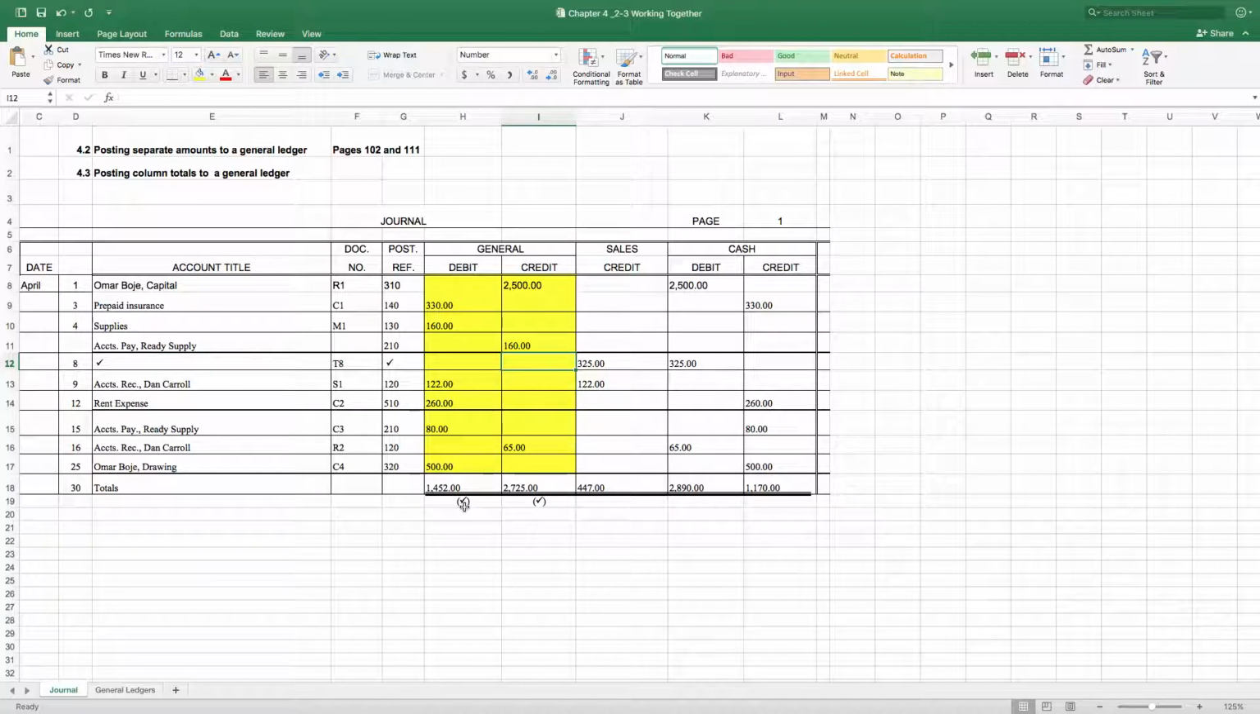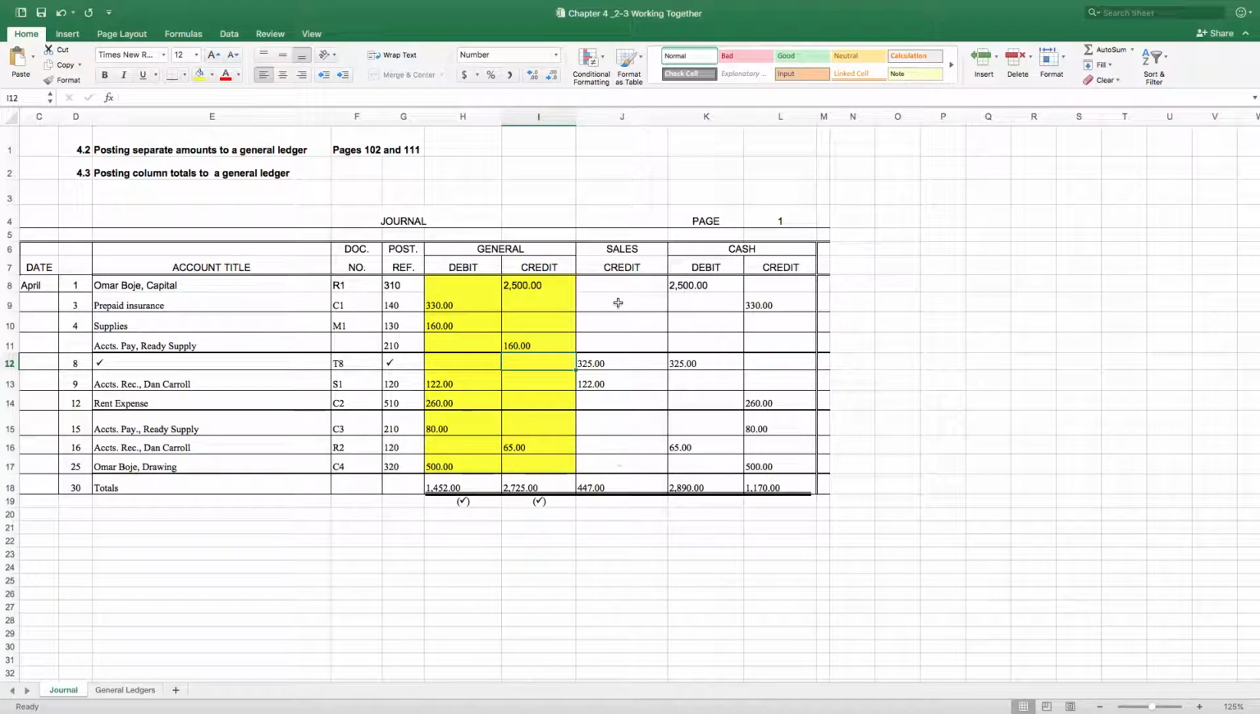These check marks under the totals for the general column signify that the totals were not posted. Separate amounts or individual amounts were posted. Okay? Notice the date for totals is the 30th. That is the date that we will use to post the column totals for sales credit and cash debit credit.